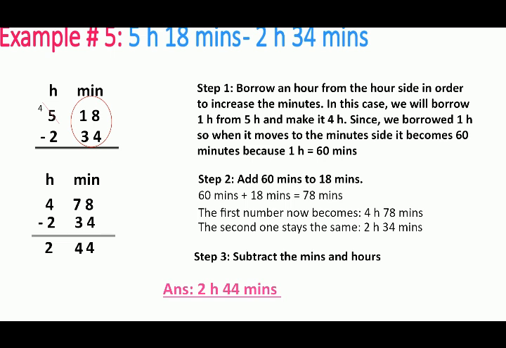We don't do anything to the second number. We only change the number written on the top, and that too if it is smaller and you are unable to subtract it. Now you can do the simple subtraction as you have already done. 8 minus 4 is 4. 7 minus 3 is again 4. So now you have 44 minutes. And 4 minus 2 gives you 2. So your answer becomes 2 hours 44 minutes.